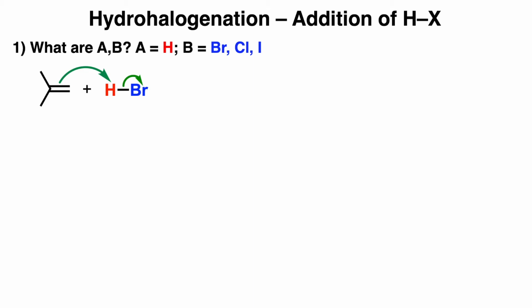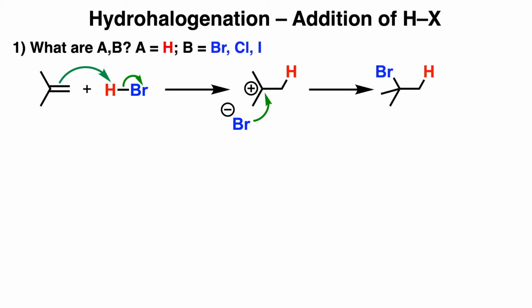For this reaction, A is a hydrogen as shown in red, and B is a halogen such as bromide, chloride, or iodide. In the following example, the first arrow is drawn starting from the middle of the pi bond going towards the hydrogen of HBr. And a second arrow is drawn from the HBr bond going towards bromine to form a new lone pair of electrons. This forms a carbocation intermediate where Br- acts as a nucleophile to attack the carbocation. And then we get our final product.